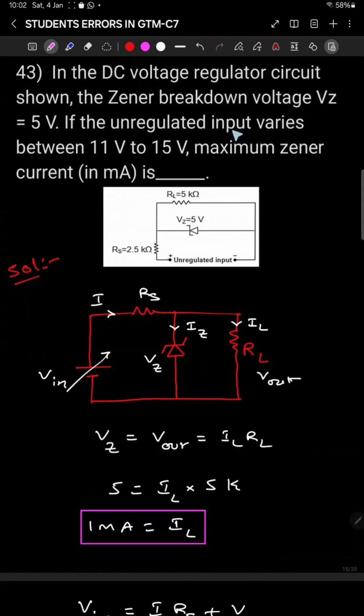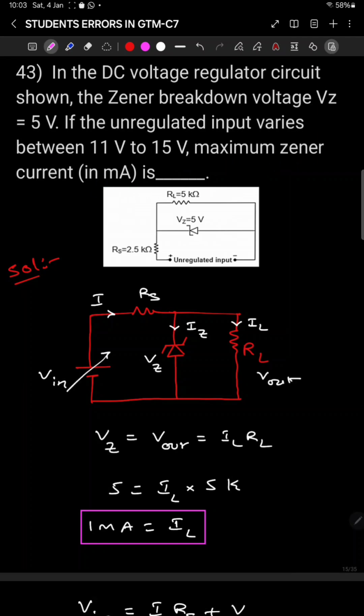This question belongs to Zener diode acting as a voltage regulator in the semiconductor device topic. Here, the Zener breakdown voltage is given as 5 volts. VZ value is given as 5 volts. And the input voltage is varying from 11 volts to 15 volts. That means the maximum input voltage is 15 volts. We are asked to find the maximum Zener current.